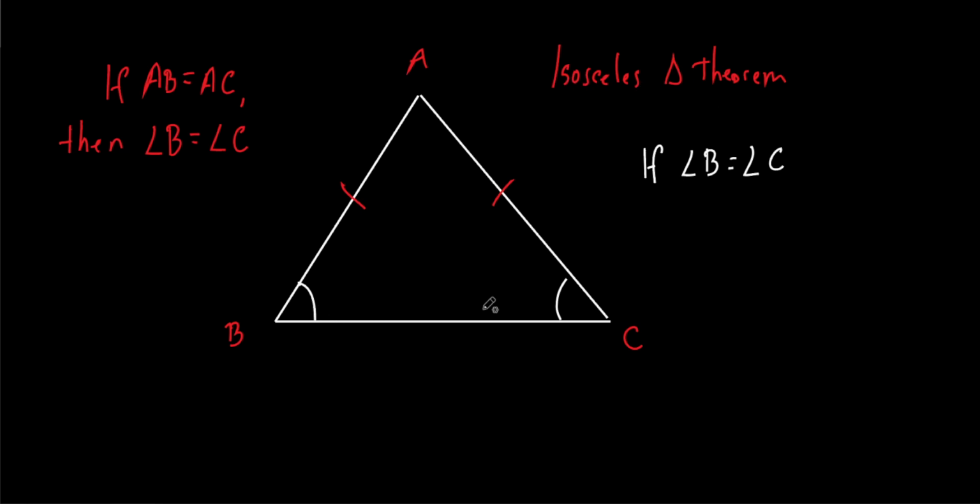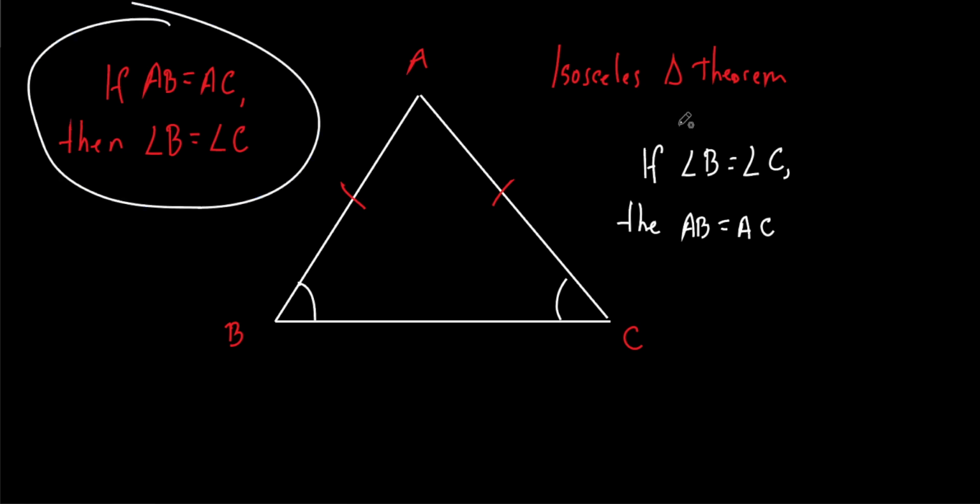It says, if the two angles are given to be equal to each other, what can I say about these two sides? Then they are congruent or equal to each other, okay? Then AB is equal to AC, all right? They look the same, but they are a little different, okay?